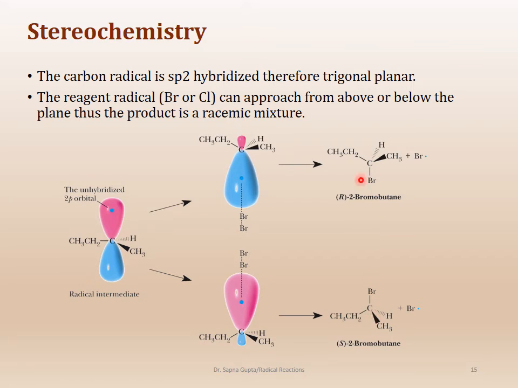So again, one has to be careful whether you're generating a chiral center or not, because you will get stereoisomers and you will get a racemic mixture. There is no preference for one or the other, because the radical is sp2 hybridized.